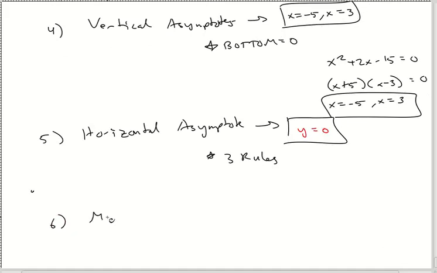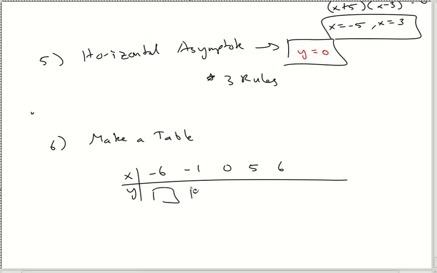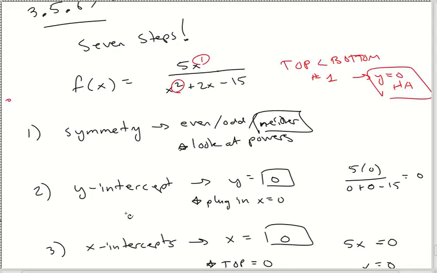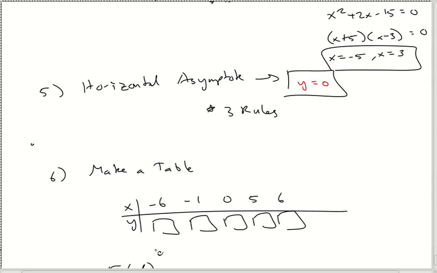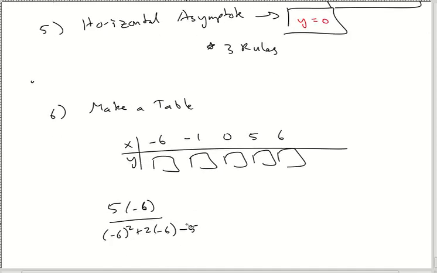Number 6. They say, make a table. And I'm going to copy down what they have here: -6, -1, 0, 5, and 6. And then they have a box for each one of these, and you have to fill it in. Well, they're not hard. And you do have a basic calculator, right? You don't have to actually multiply by hand or anything. So I'm going to plug in that -6 here. Minus the 15. And we got negative 30.